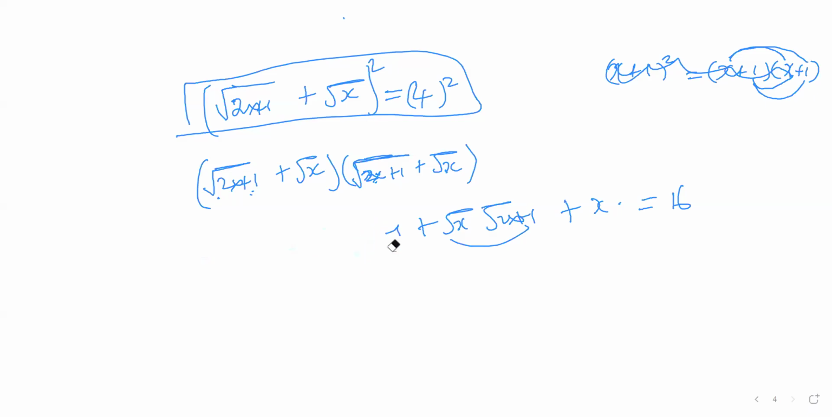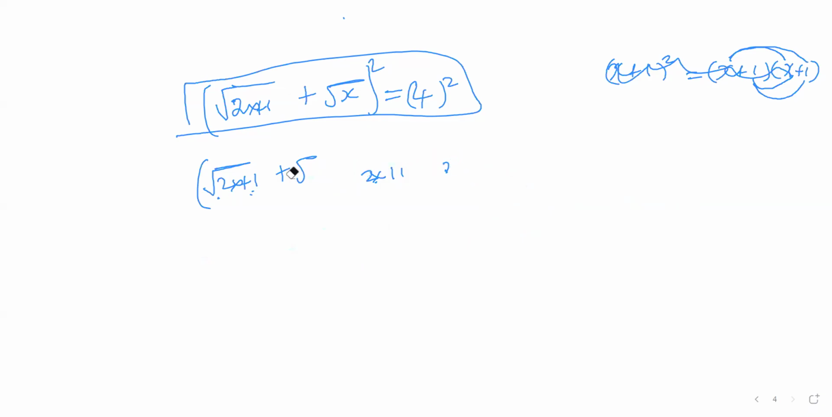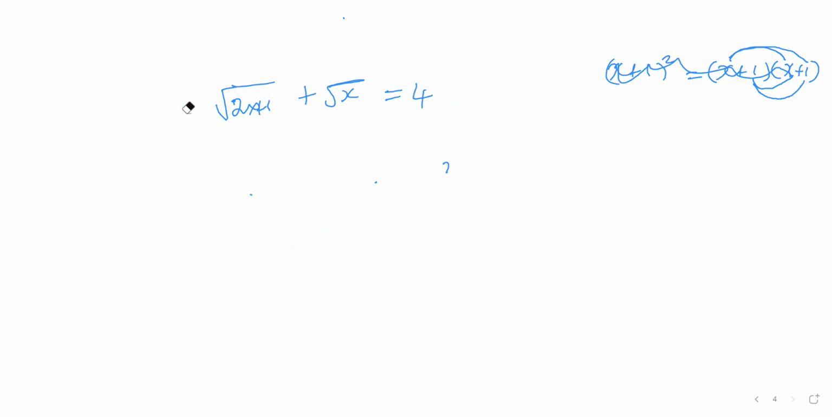So in order to simplify this, you need to first of all isolate these radicals before you raise both sides to the power of the index. Okay, so then in this case, I want to move the square root of x to the side. So it becomes square root 2x plus 1 equals 4 minus square root of x. Okay, now I'm ready to then square both sides.